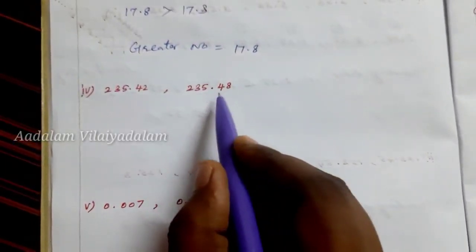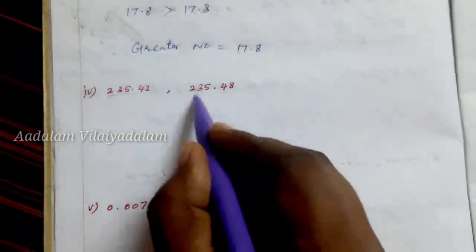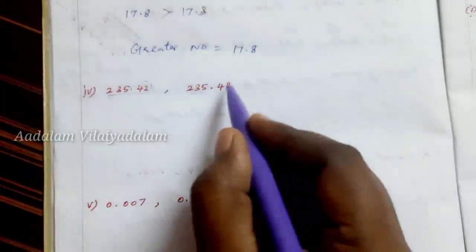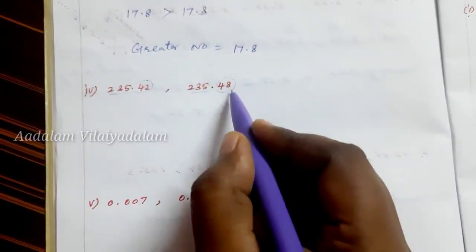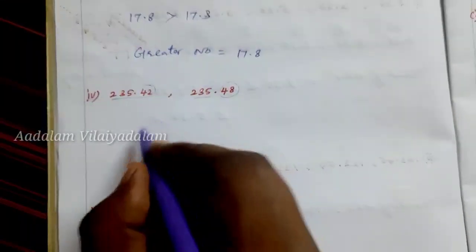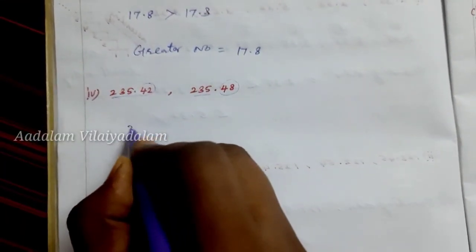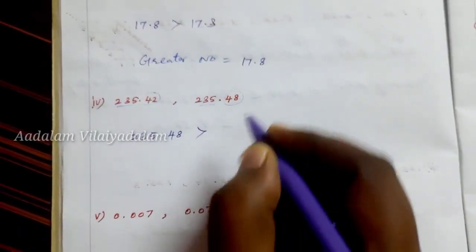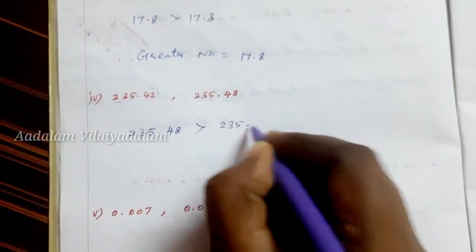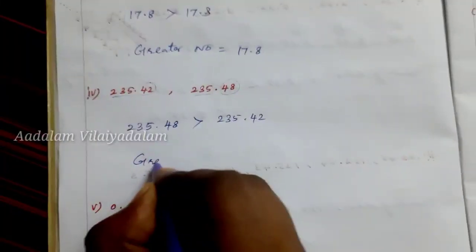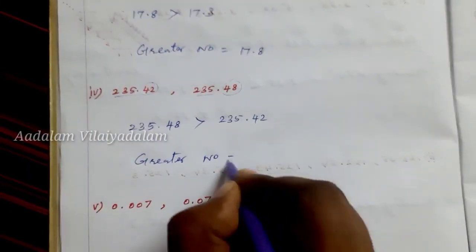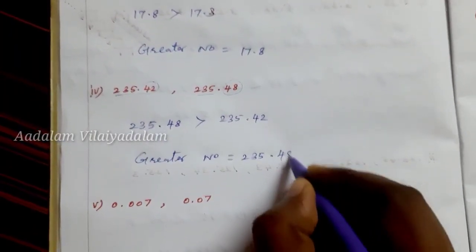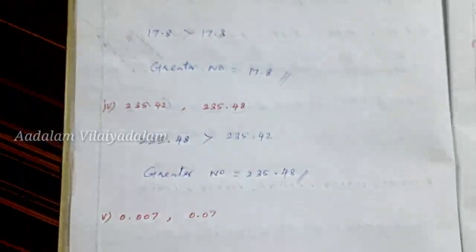For the fourth subdivision, 235.42 and 235.48. So 235 is same. So let us compare the decimal part, 42 and 48. Here, which is the greater one? Here 48 is the greater one, isn't it? So therefore 235.48 is greater than 235.42. So we can conclude the greater number is equal to 235.48.